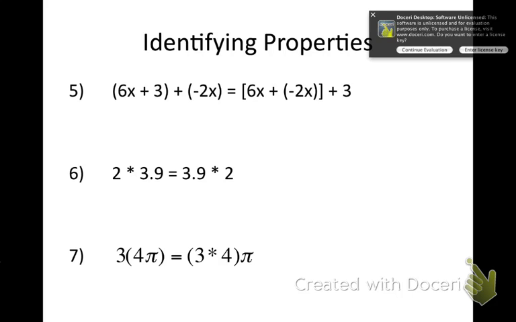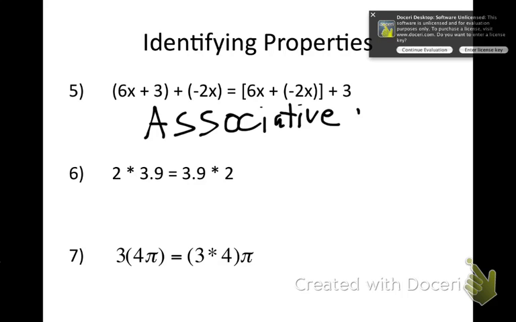Who knows what property is kind of being played here? It's more than 2 elements. John? That's the associative property. Yeah, because there's more than 2 elements, that is the associative. There we go. And if you want to get technical with it, that'd be an associative property of addition.